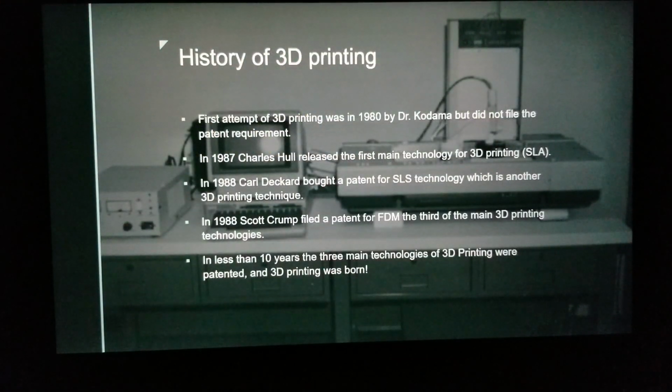History of 3D printing. The first attempt at 3D printing was by Dr. Kodama in 1980. Charles Hull in 1987 released the SLA printer. The following year, Carl Deckard bought the same patent for the SLS printer. In 1988, Scott Crump filed for the third type of printer called the FDM. Over the course of 10 years, 3 different 3D printers were invented.